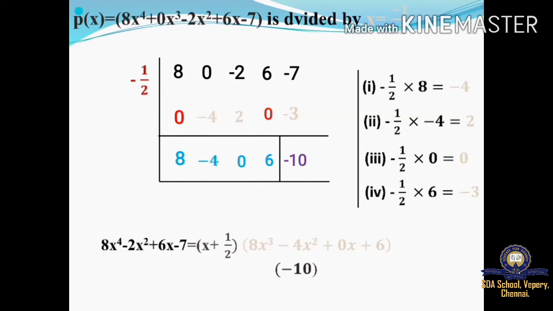See, it has 4 terms, so the quotient will start with cube, like x cube, then x square term, then x term, then the constant term. If there are 3 terms, it will start with x power 2, x power 1, then the constant term. Do you understand? It has 4, so it starts with cube: 8x cube minus 4x square, then there is 0 into x, that term will vanish, then plus 6. Okay, that is, the remainder is minus 10.